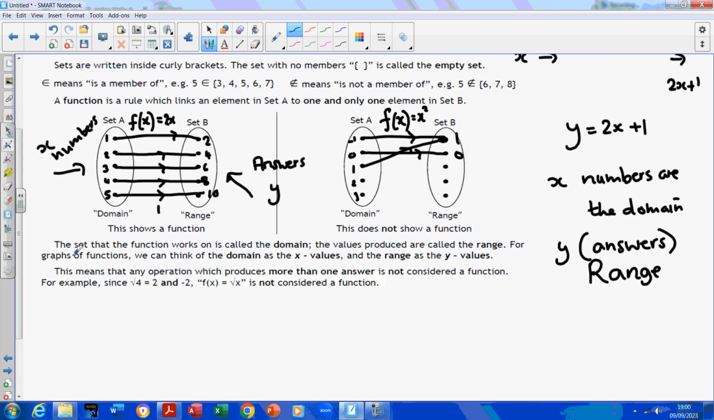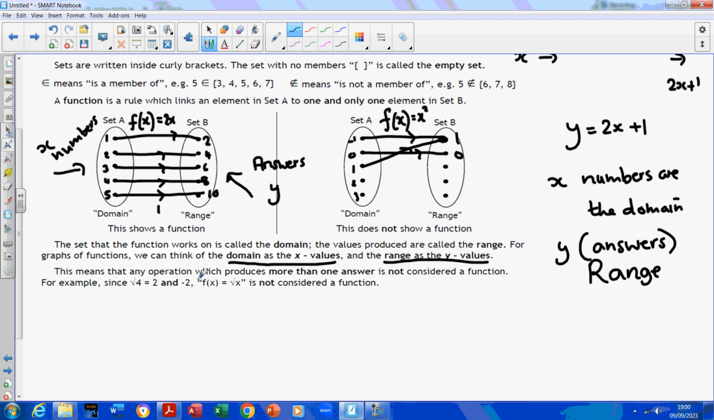Now this bit here says the set of values a function works on is called the domain. Right, so domain is just x numbers. The values produced are called the range. That's basically the answers, and they're the y values. So for graphs and functions, we can think of the domain as the x numbers, and we can think of the range as the y numbers. So that's what you've got to learn.